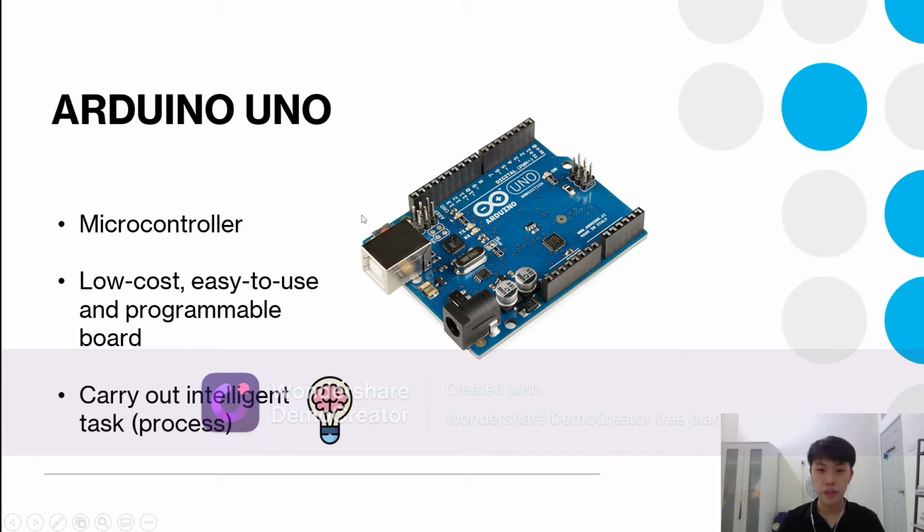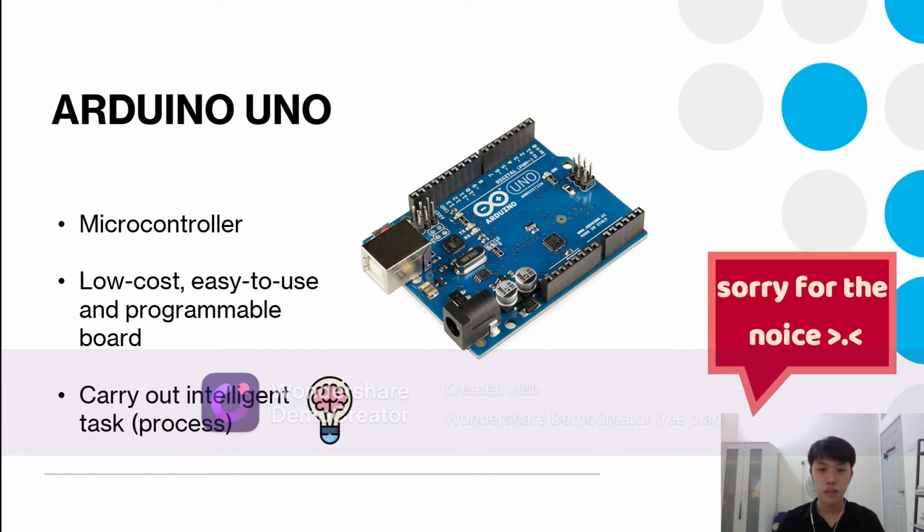There are a few components that we'll be using today. The first one is the Arduino Uno. Ini adalah satu microcontroller dan dia adalah low cost, easy to use and programmable. So this board dia boleh buat tugas-tugas yang bijak lah. You boleh program dia untuk buat tugas yang bijak.